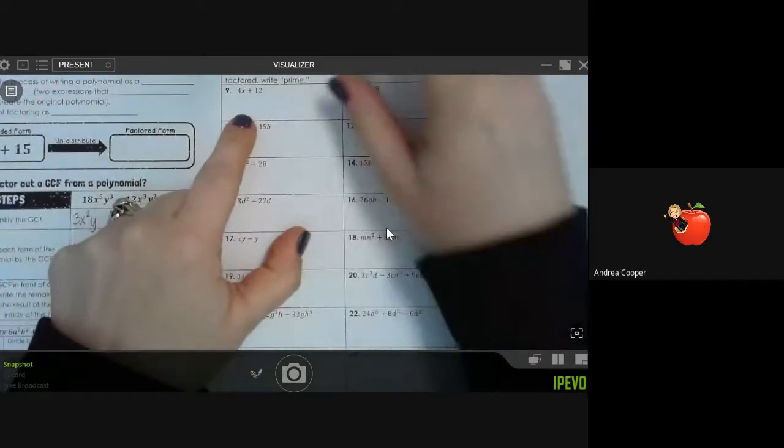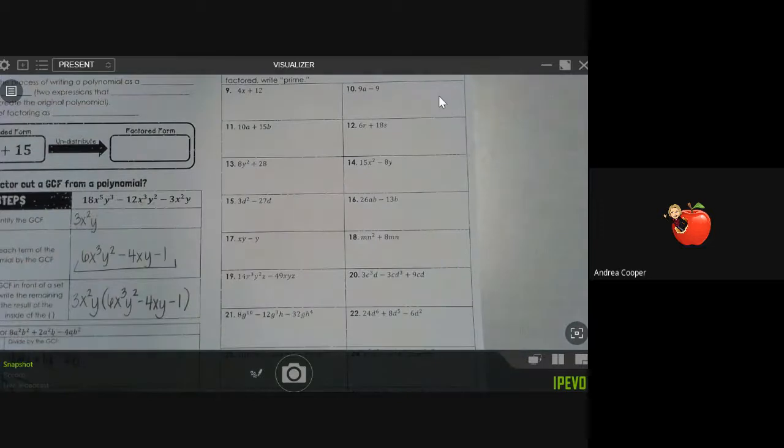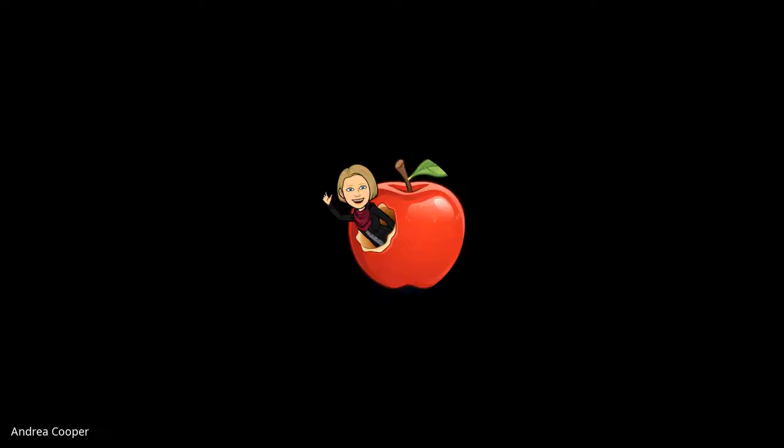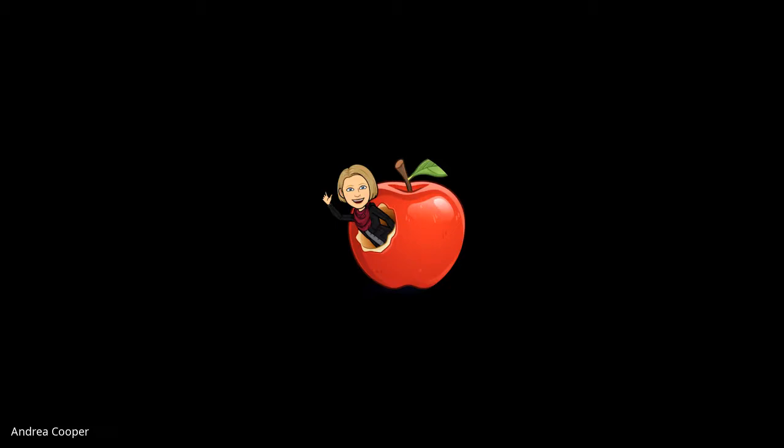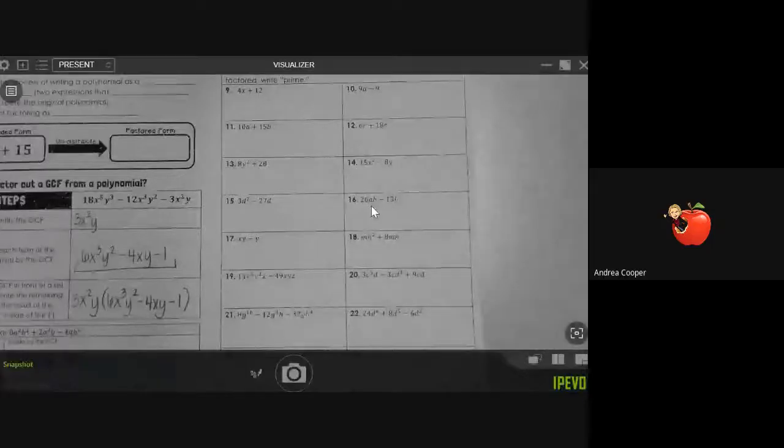Here we go. First thing I'm going to do, I'm going to go to Desmos. I'm going to type in GCF. And I'm going to put in 4 and 12. So 4, 12. So my GCF is 4. Sorry, I know I'm bouncing around a lot here, guys. Okay, so I know my GCF is 4.